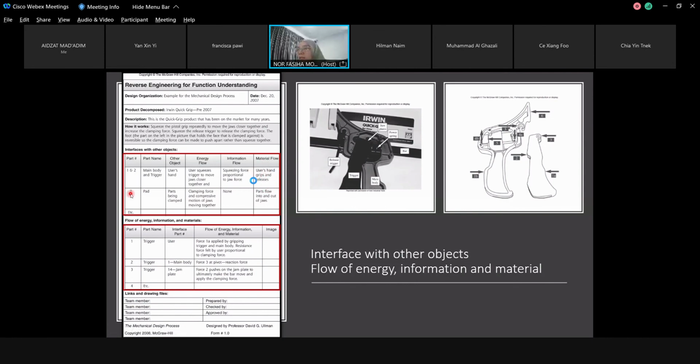Second, part number 8, the pad. It's not shown here. This is just an example anyway. The pad is where the parts are clamped for this particular product. And what happens for the energy, the information, and the material.